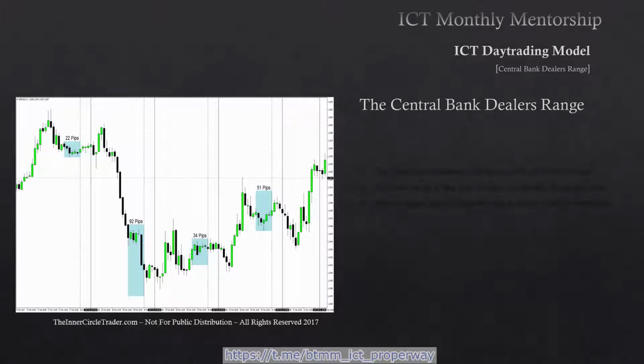Okay, dealing specifics with the central bank dealers range. The time period that frames the central bank dealers range is 2 p.m. to 8 p.m. New York time. The ideal range is less than 40 pips. Preferably, the range should be no more than 20 to 30 pips in total range, high to low. So what are we saying here? Between 2 p.m. and 8 p.m.